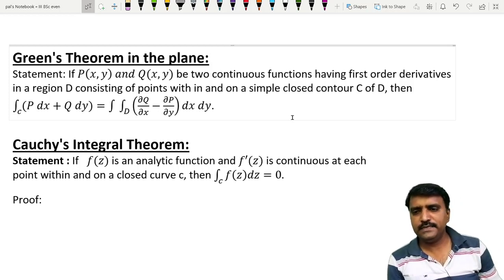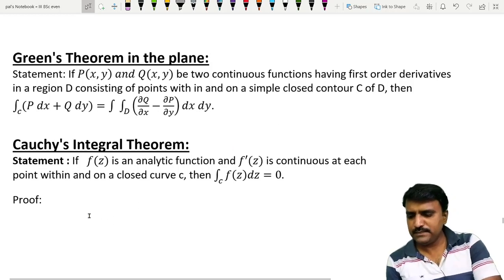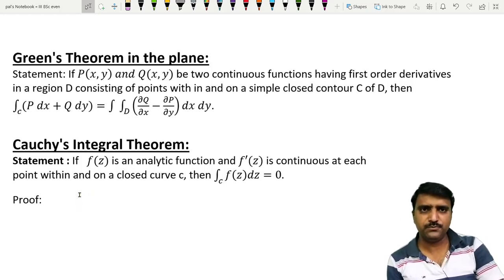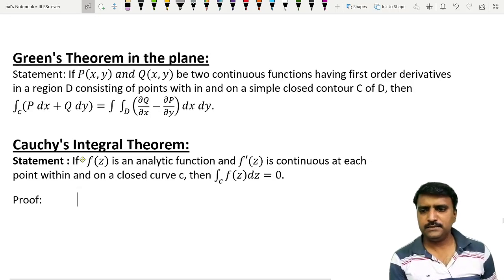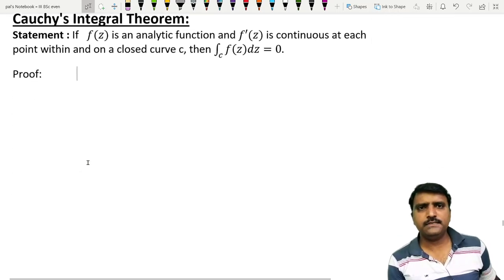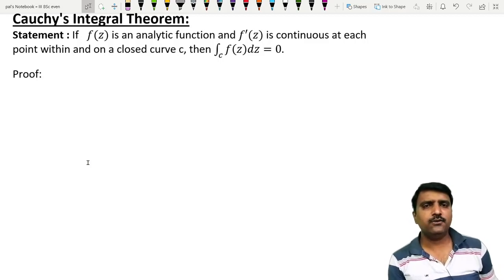To prove this theorem, Cauchy's integral theorem, first you take that function f of z. So what is f of z? f of z is a function of z. Z is a complex number, that is we can write that z is x plus iy. Similarly, you can write f of z as a function of x and y: u of xy plus i into v of xy.